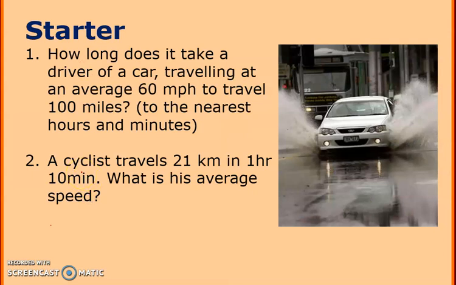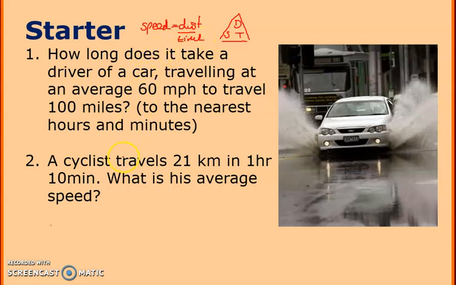I've got a couple of starter questions for you first of all. The first one says, how long does it take the driver of a car travelling at 60 miles an hour to travel 100 miles? And you should remember this formula. Basically, it's speed equals distance divided by time. And you may even remember it as a little triangle. I always put the D at the top. I put them alphabetically, DST. And as long as you use that formula the way you've been taught to use it, you should be able to do those two questions.